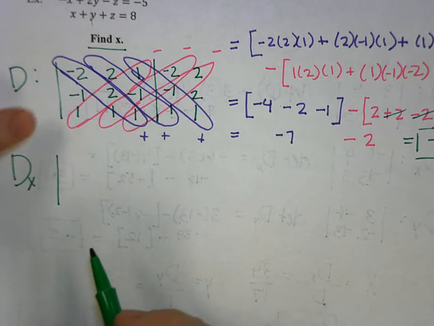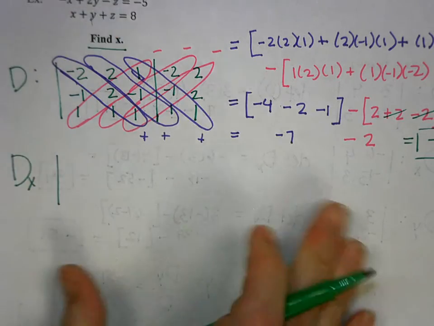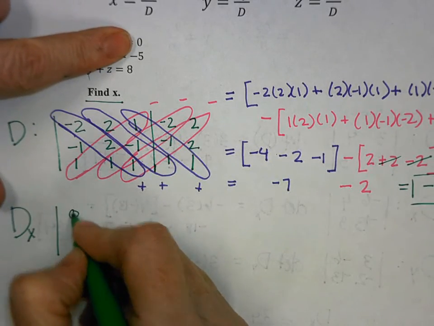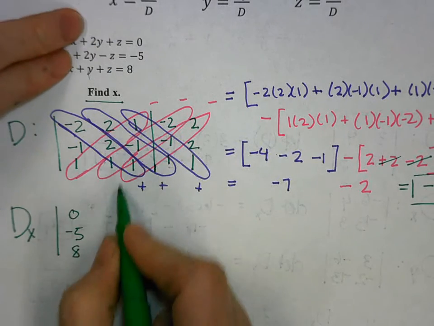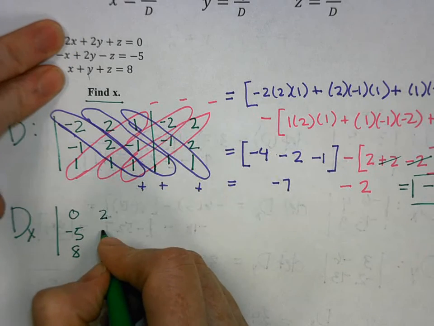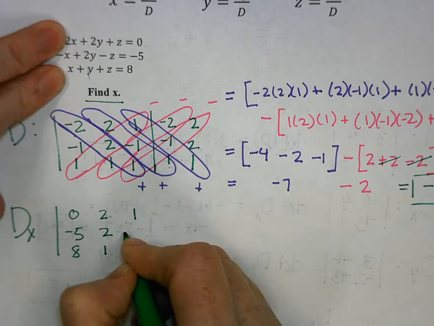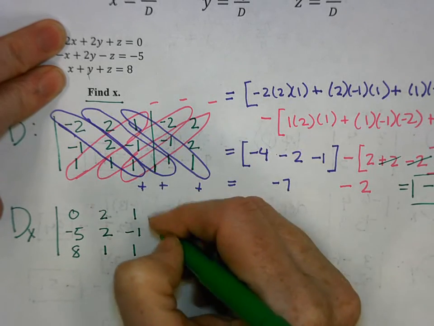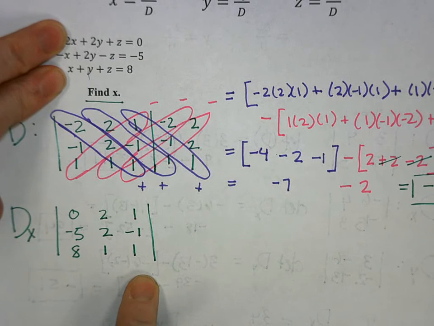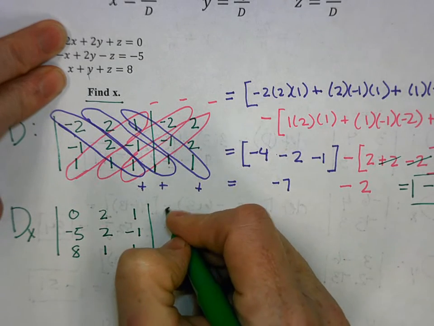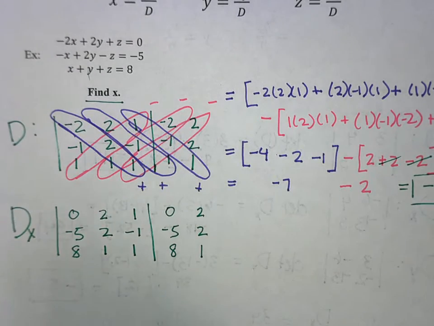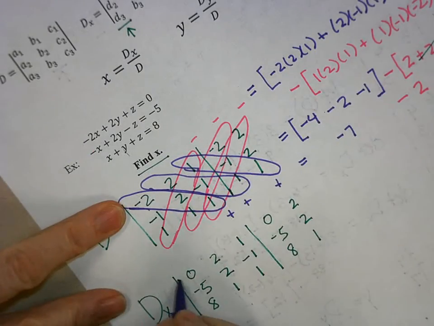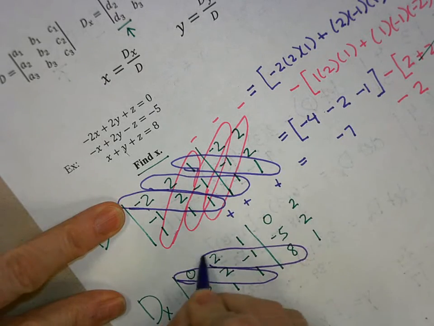Now we've got to do this one more time. We're going to say, what is D of x? All right, so we're drawing up our matrix. We're going to substitute for the x column the answer column. So we're going to put 0, -5, and 8 in the x column. Then we're going to copy the other two columns, which are for y, 2, 2, 1. For z, 1, -1, 1. Okay? And now I have my matrix, D of x. I have to repeat the first two columns: 0, -5, 8, 2, 2, 1. Now I'm going to find a determinant, so I'm going to take my positive diagonals and my negative diagonals.